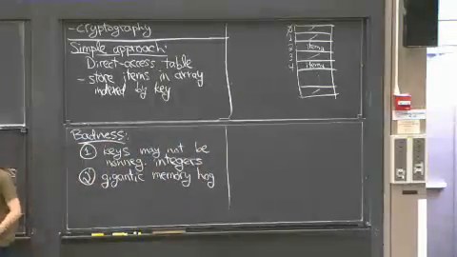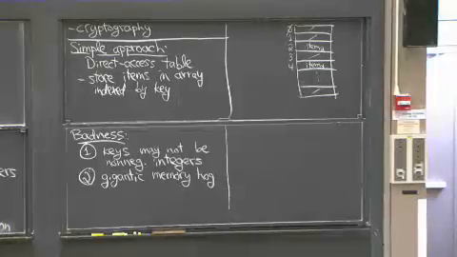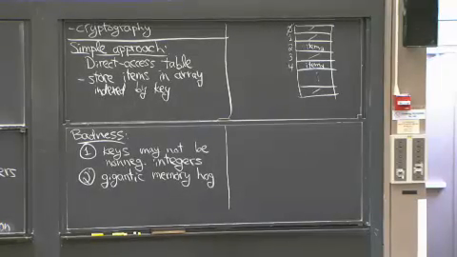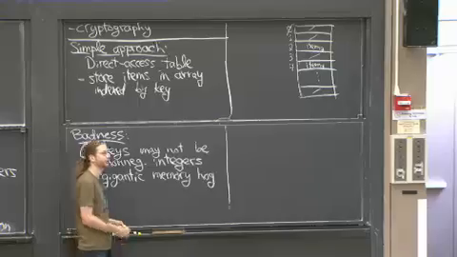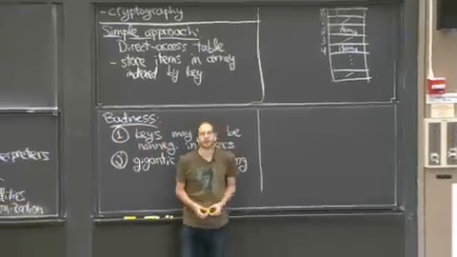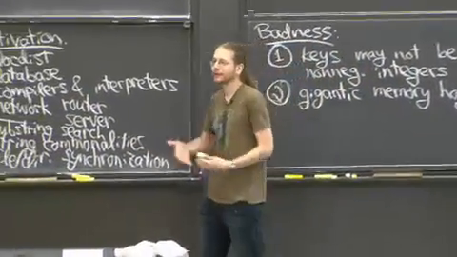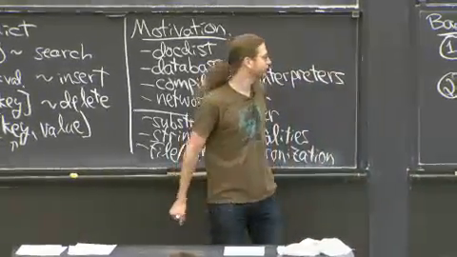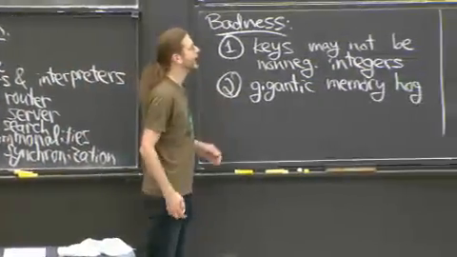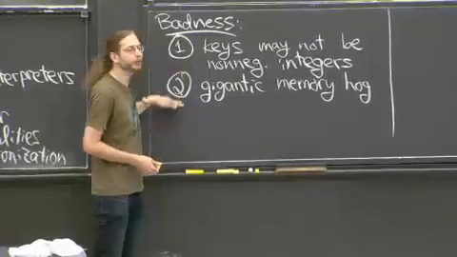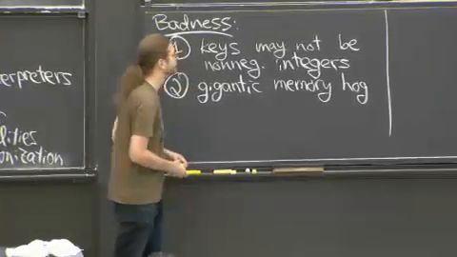Maybe your keys are 64-bit integers. Then you need 2 to the 64 slots just to store one measly dictionary. That's huge. I guess there's also the running time of initializing that. But at the very least, you have a huge space hog. This is bad. So we're going to fix both of these problems one at a time.